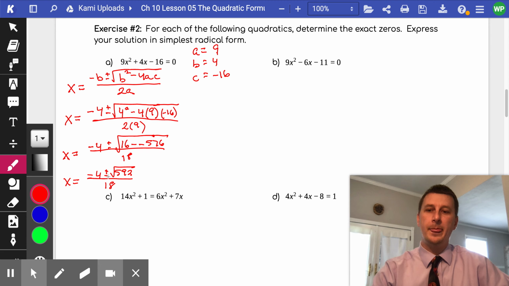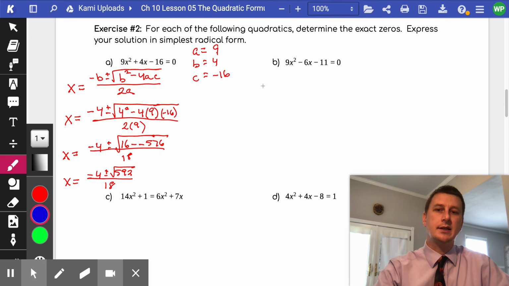Now again, these are the two solutions. Negative 4 plus the square root of 592 divided by 18. Negative 4 minus the square root of 592 divided by 18. But we can't leave it in this form because it says up here that we need our answer in simplest radical form. So we're going to have to simplify that radical.